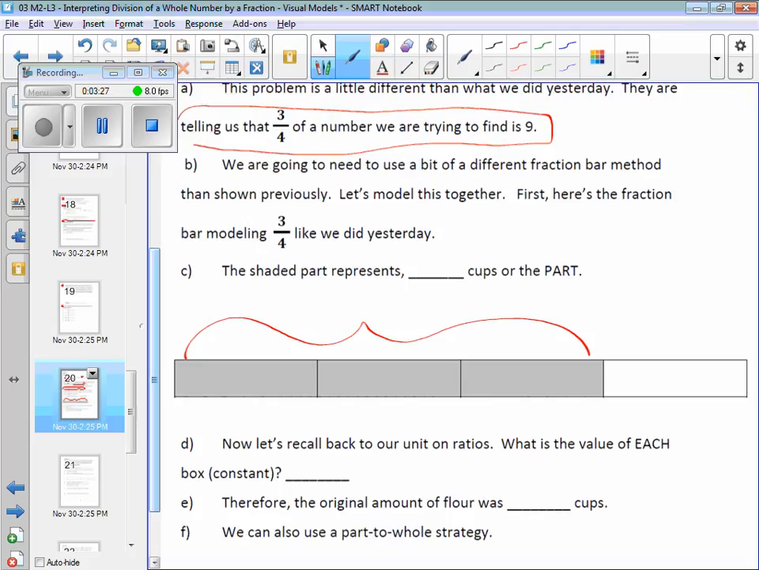I think I know where you're going, but it's not 3. The 3 out of 4 that are shaded represent what? You want to try again? It's in the word problem. Connor, help him out. It represents 9.